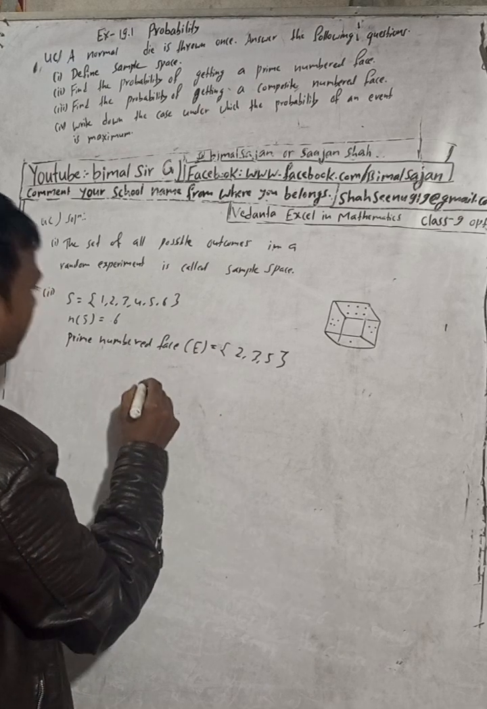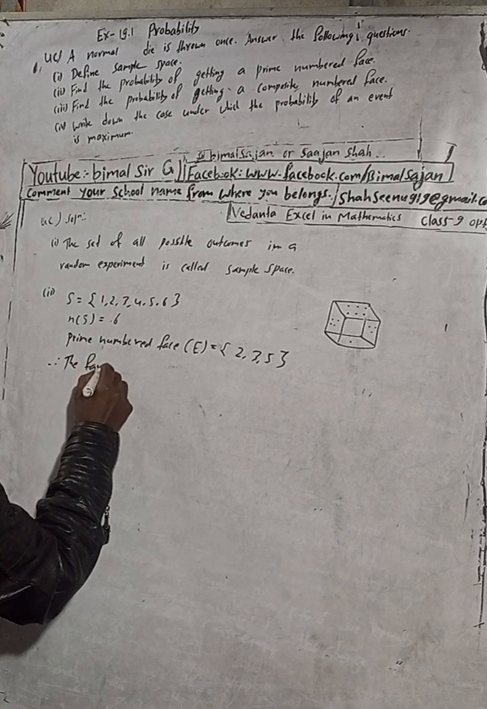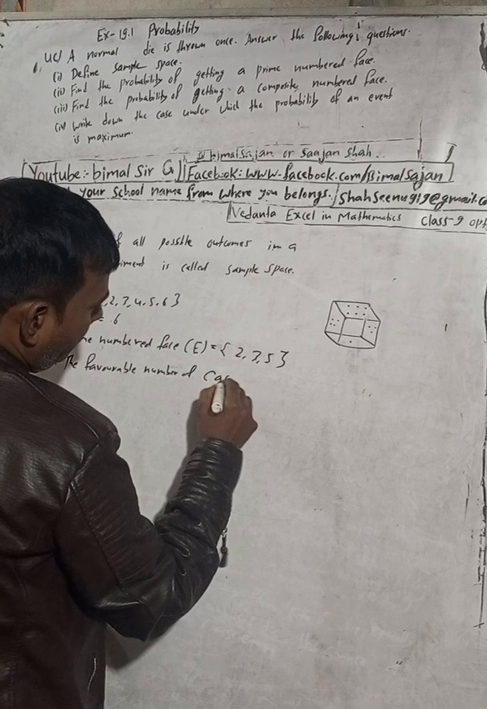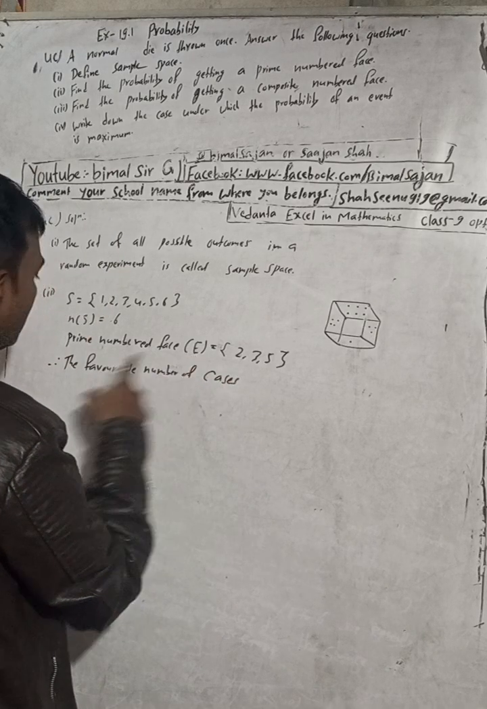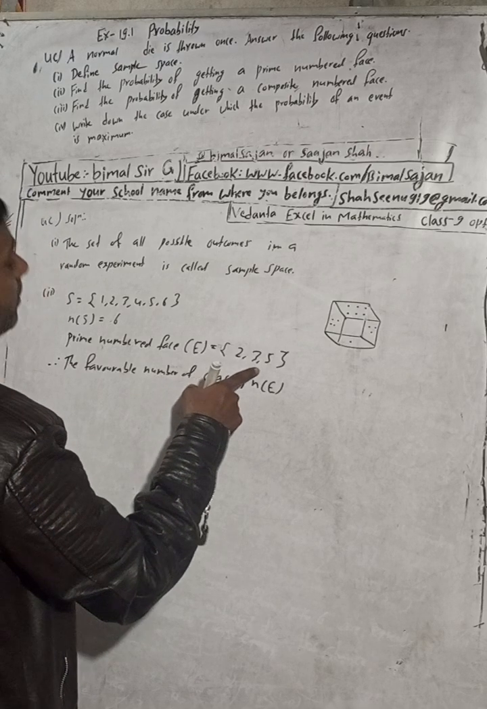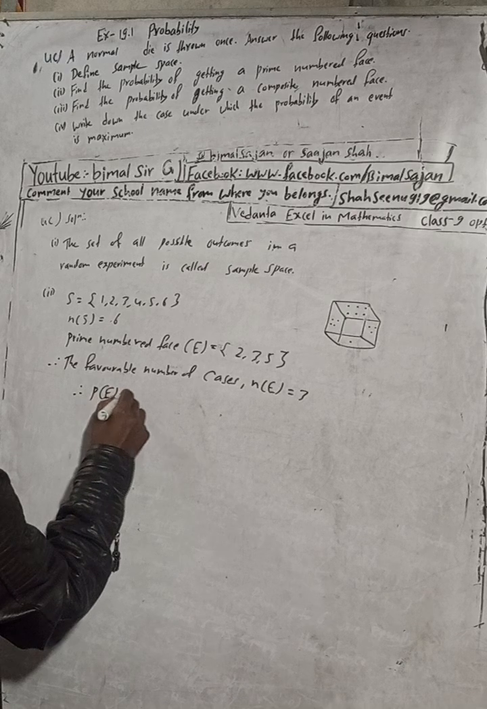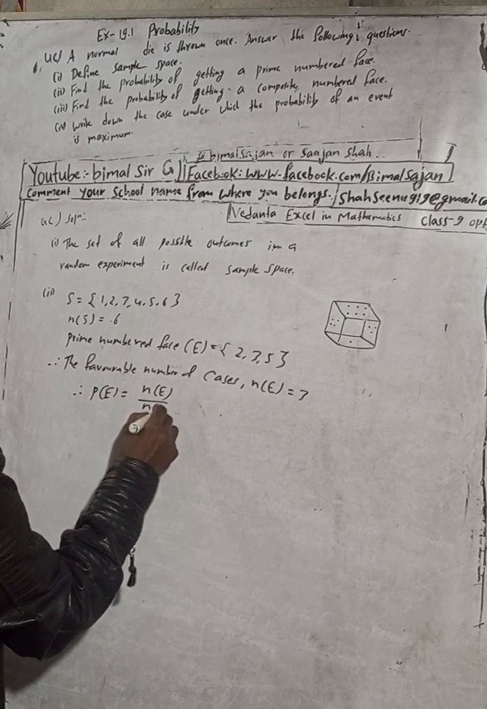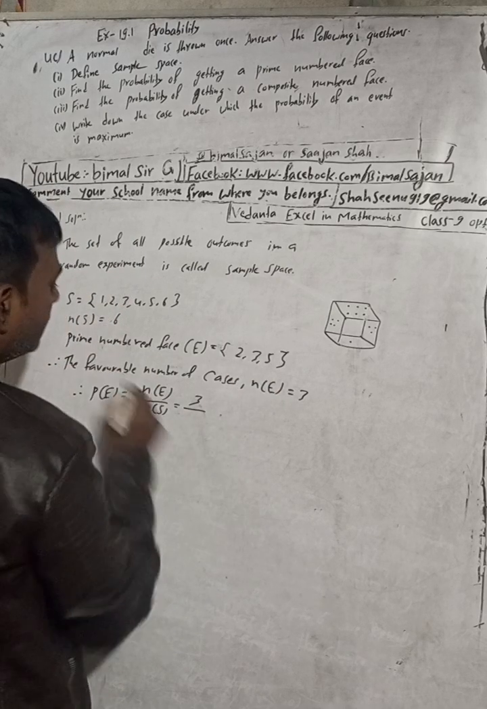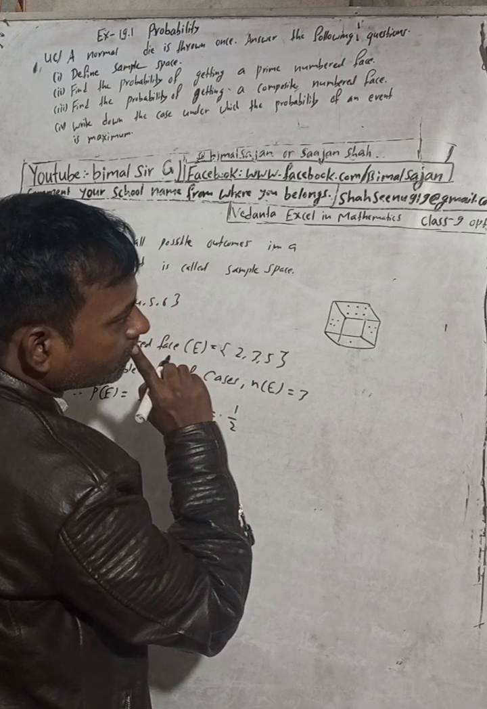So the favorable number of cases, that means N of E, the prime number of cases, is 1, 2, 3, so 3. Therefore, probability of E is equal to N of E by N of S. N of E is 3, and N of S is the total 6. So this is 1 by 2. The answer in the book is also 1 by 2, same.